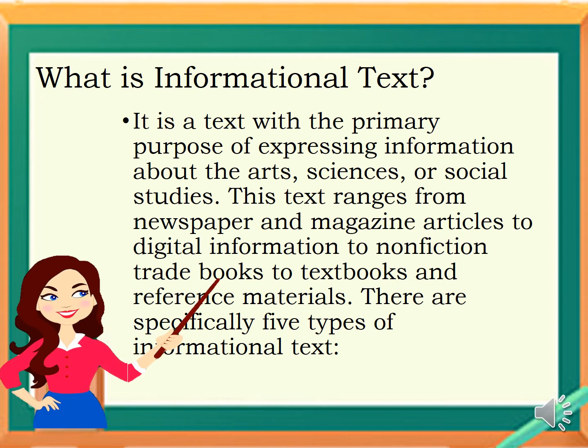At this time, let us first define what informational text is. It is a text with the primary purpose of expressing information about the arts, sciences, or social studies. This text ranges from newspaper and magazine articles to digital information, to non-fiction trade books, to textbooks and reference materials. There are specifically 5 types of informational text.